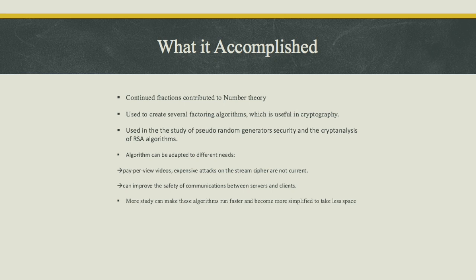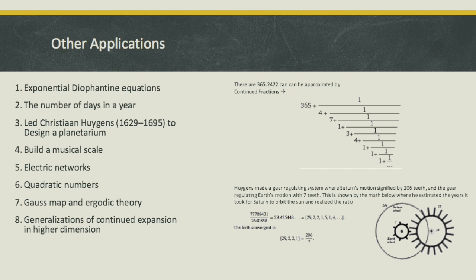This algorithm can be adapted to different needs. For instance, in pay-per-view videos, expensive attacks on stream ciphers are not current. This algorithm can also improve the safety of communications between servers and clients. Further study in the future can be used to find the best irrationals which can be used in this algorithm. Likewise, it may prove useful to generalize some properties of classical continued fractions to generalized continued fractions. Further applications are listed below and are extremely interesting concepts that use continued fractions to solve.